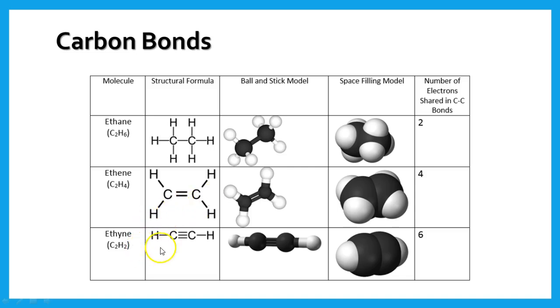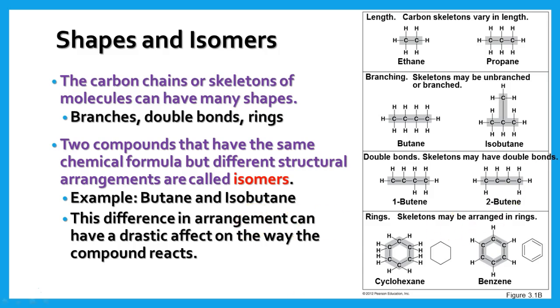Ethyne, which is another variant of this, has a triple bond between the two carbons, so they share 3 pairs of electrons together and only 1 pair with the hydrogens. So those are slightly different versions of a very similar molecule. Notice we have a 2-carbon backbone, and it has different arrangements of the hydrogens attached to it and the bonds between the carbon atoms.